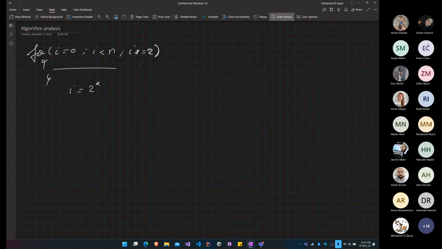Because this is being multiplied, this is being raised to the power of 2 every time. So the first one is 2, the second is 4, then 8, then 16, and so on and so forth, right? So we have this logarithmic growth, and we said that this can be rewritten as log base 2 of n, right? So this is the runtime for that.